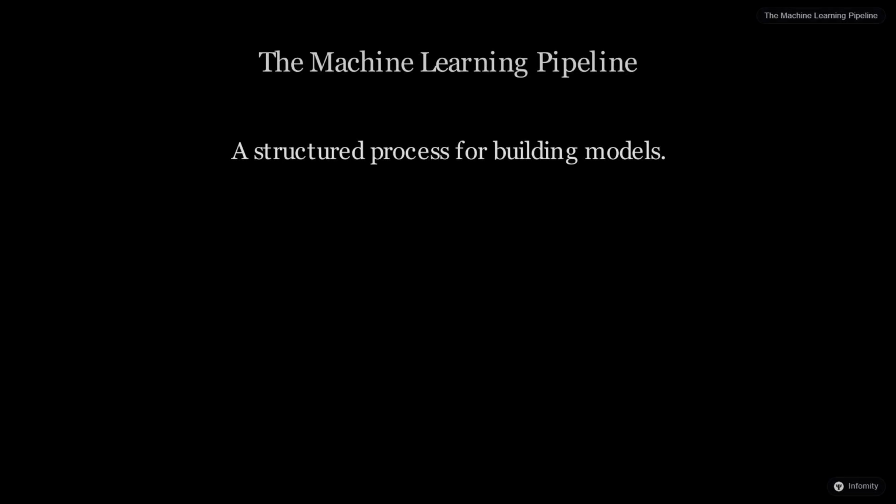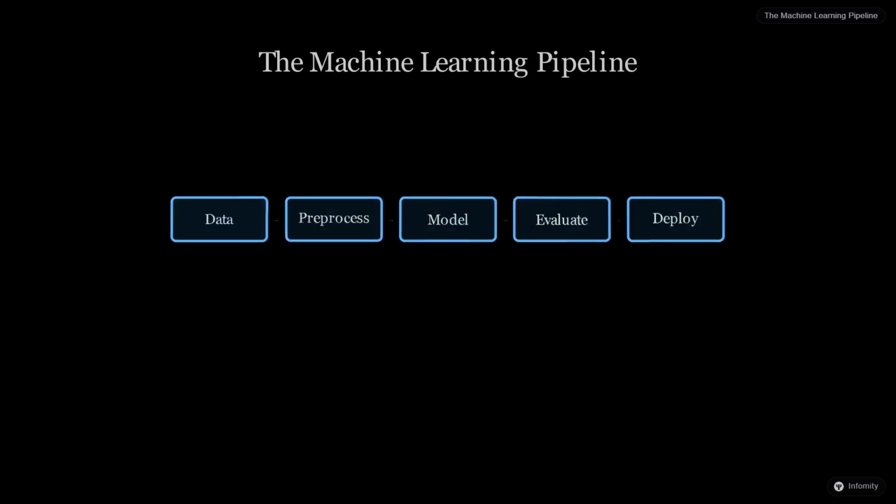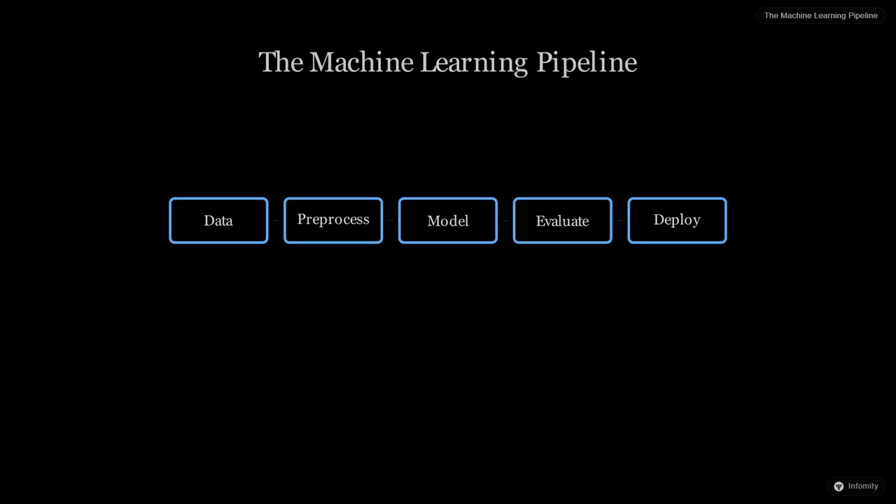In our previous video, we explored how generalization, overfitting, and underfitting significantly impact a model's performance. Now, to systematically build and improve these models, we follow a structured process known as the machine learning pipeline. This pipeline is a sequence of steps, from raw data to a deployed model, ensuring consistency and efficiency. Understanding each stage is crucial for developing effective and reliable machine learning solutions. We will walk through each step in detail.